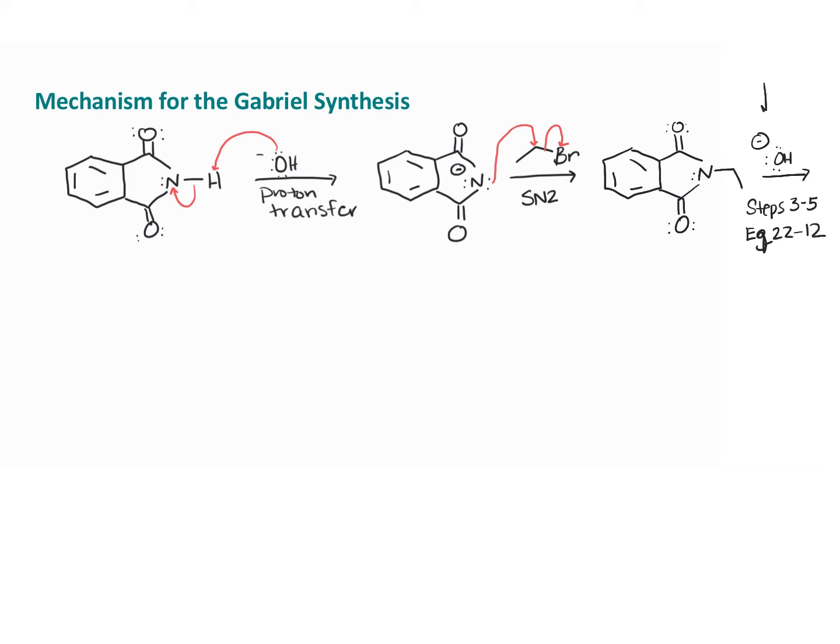So I want you to practice applying that mechanism to this mechanism here. Okay, so I want you to take what you learned before and apply it here because they're the exact same steps. Okay, so the steps 3 through 5 here are this. There's 3 in that equation 2212. Now, once you do that, you should get this product here.